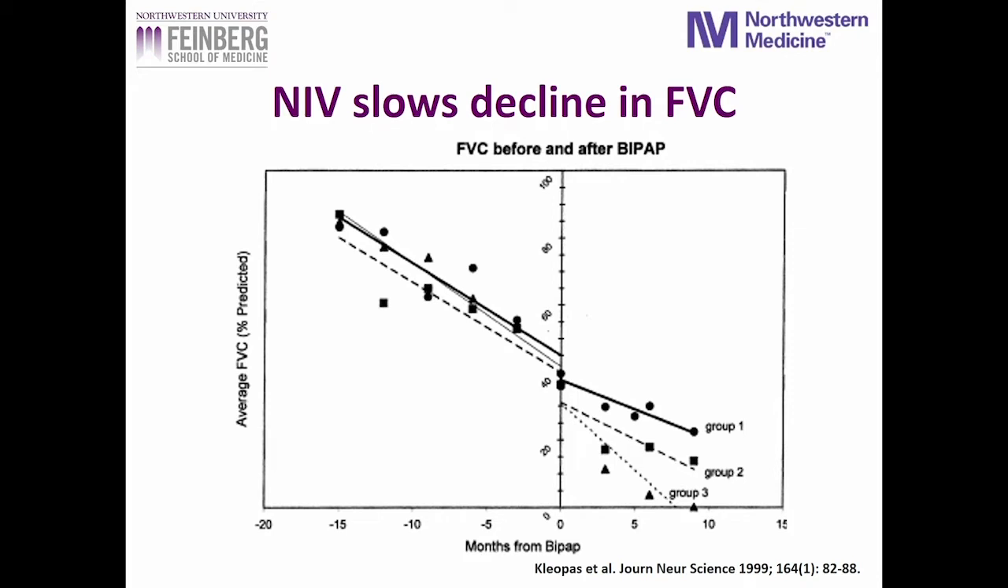People who use it just a little bit do a little bit less well than the group 1 people. And then group 3 people, who don't use it at all, have a much more rapid decline. We know that non-invasive ventilation extends the life of people living with ALS. And that was confirmed in this randomized control trial that was done in 2006 by Dr.